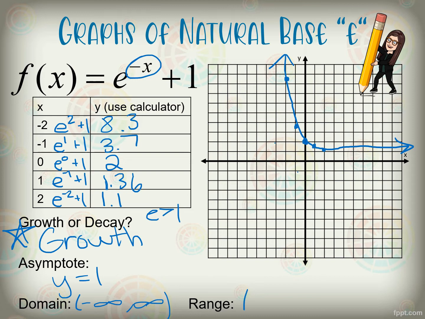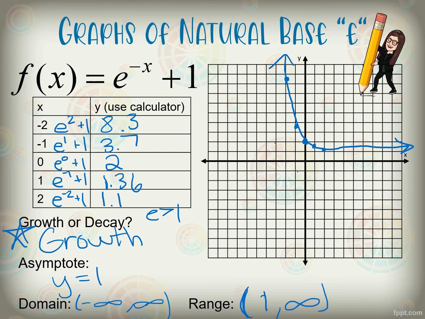My range, I can now see it clearly, is from 1 to infinity, but with parentheses, right? Now, look at that graph. That graph looks like decay, but it's not. It's growth because the base is e.